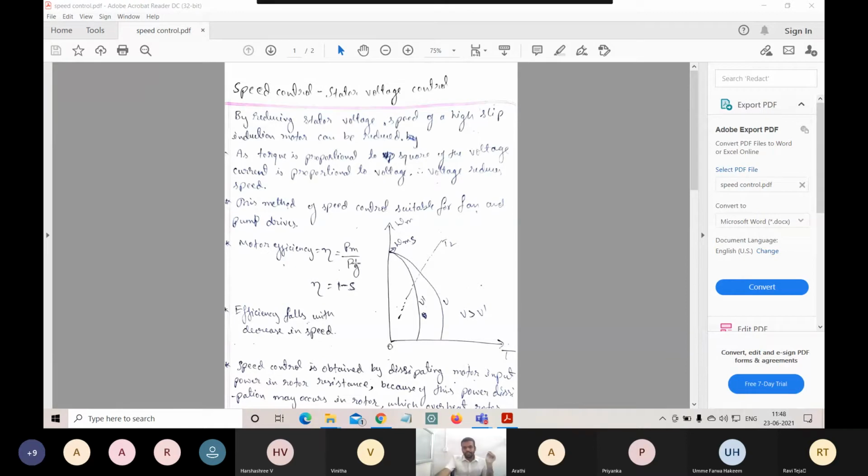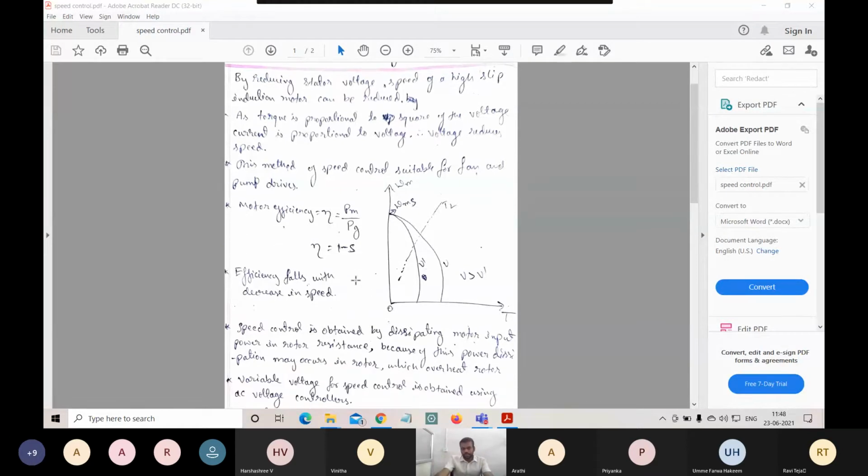Now motor efficiency: we have the relationship that motor efficiency, eta, equals Pm by Pg. The efficiency of any motor is given by output by input. The output of the motor is our mechanical power, and the input to our motor is our electrical power. If you divide output by input, you get the efficiency. This efficiency is given by 1 minus S, where S is the slip of an induction motor compared with our stator dependent rotor resistance.